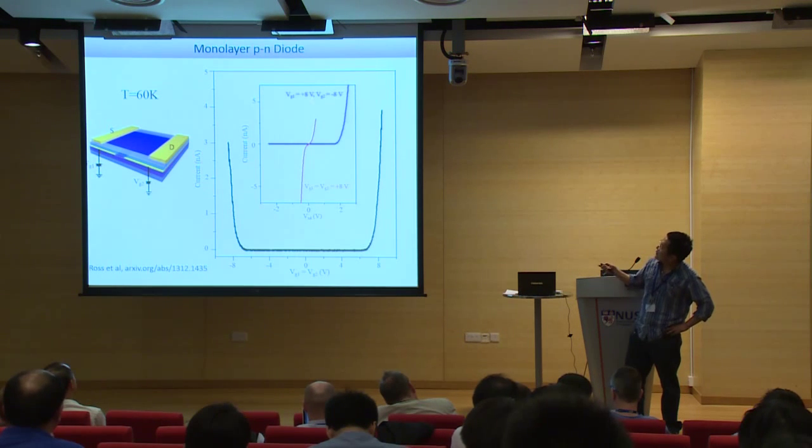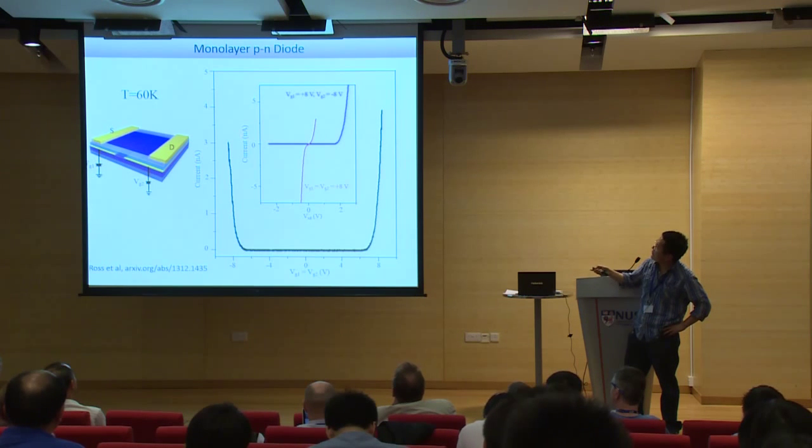Then we can set these two gate voltages to opposite values. This blue curve shows the IV measurements, when one gate is plus 8 volt and the other is minus 8 volt. So now we create a PN junction. This is just an ideal diode feature.